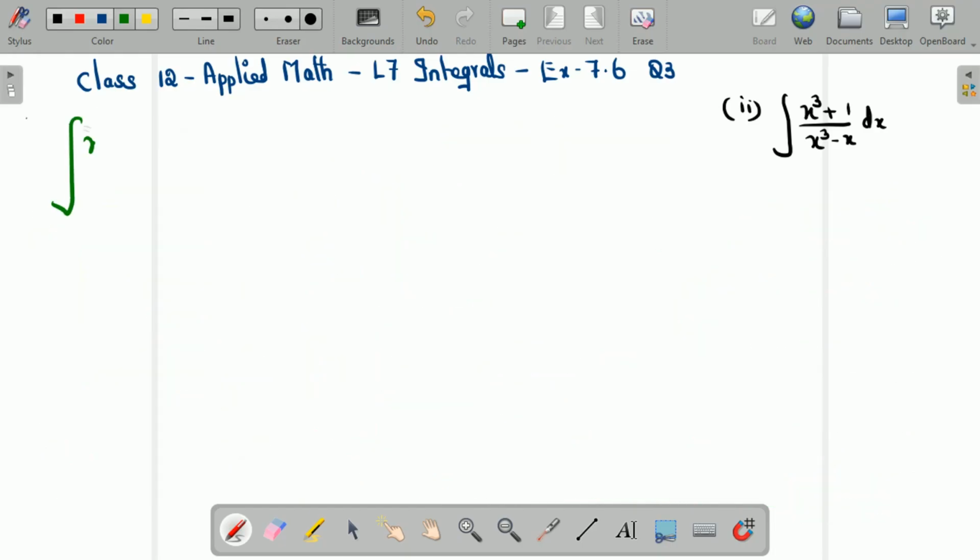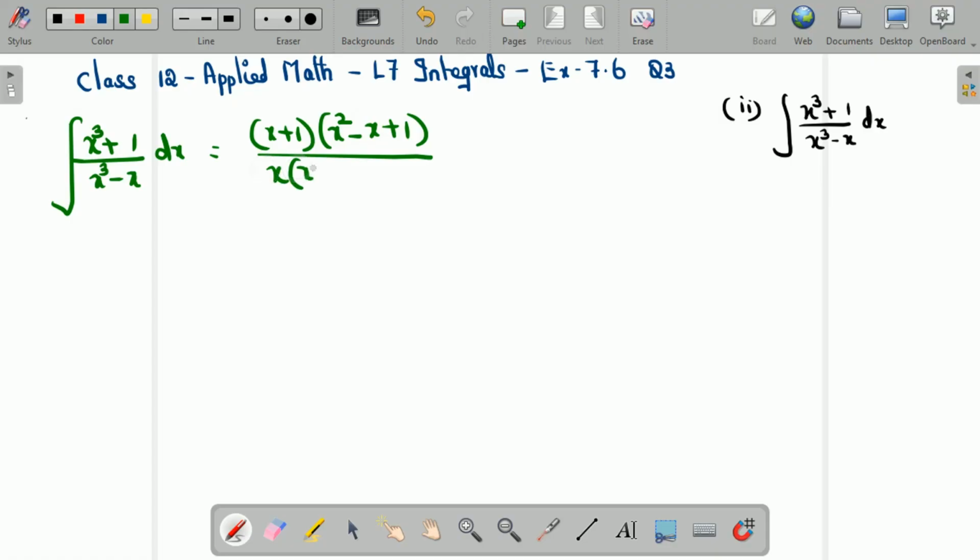The second subdivision, the question is x cube plus 1 divided by x cube minus x dx. So first let's factorize both the numerator and denominator by formula. This is of the form a cube plus b cube. So the formula for the numerator alone can be written as a plus b into a square minus ab plus b square. So using the appropriate a and b's, I have split this. The whole thing divided by, here it is nothing but x into x square minus 1. So I can write this as x minus 1 into x plus 1. So I've just factorized both the numerator and denominator.